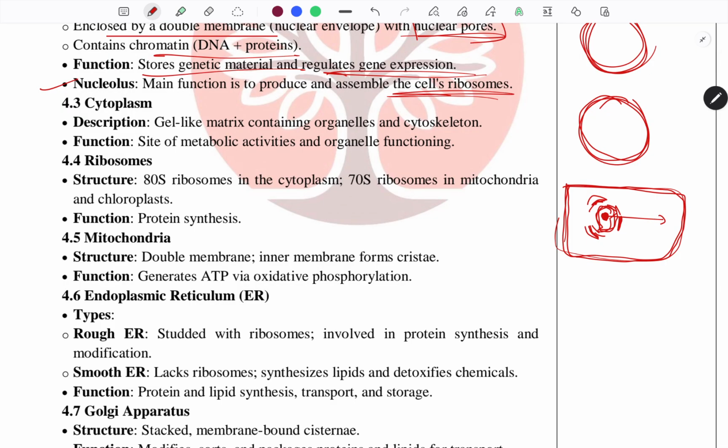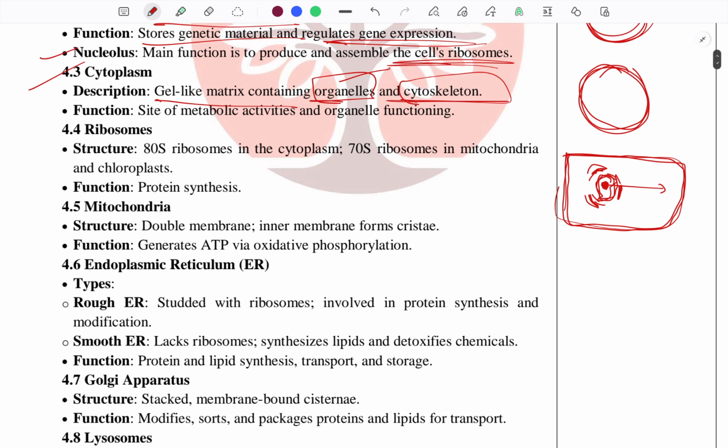Okay, coming to the next part of the prokaryotic cell, that is the cytoplasm. As we discussed, the cytoplasm is a gel-like matrix containing all the organelles and a cytoskeleton. Here remember, in eukaryotic cells there are different organelles and a cytoskeleton. I'll explain what a cytoskeleton is in the next part. So this cytoplasm is embedded with different organelles and cytoskeleton.